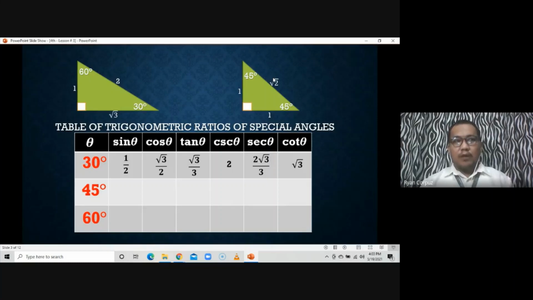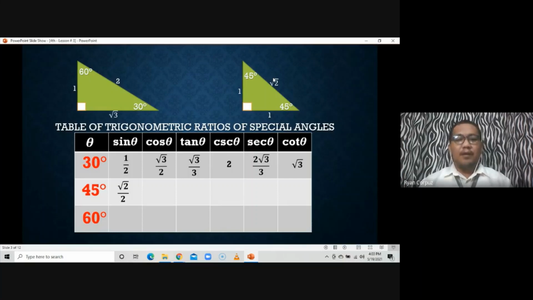So, hindi pwede because may radical tayo on the denominator of the fraction. So, we still have to multiply both numerator and denominator by square root of 2. So, sa numerator, 1 times square root of 2 is square root of 2. On the denominator part, square root of 2 times square root of 2 is square root of 4. And 4 now is a perfect square. So, square root of 4 is 2. So, that will come up with sine 45 degrees, which is equal to square root of 2 over 2.